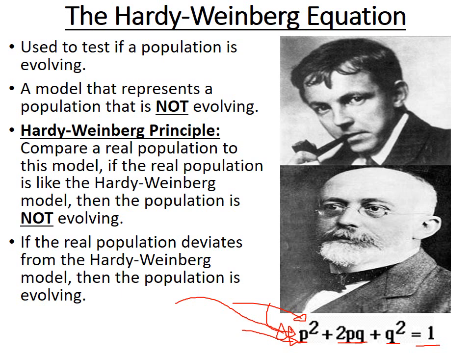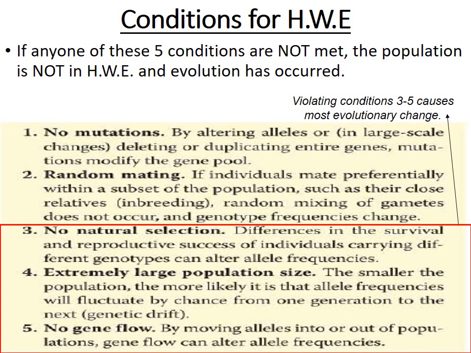So again, the Hardy-Weinberg equation is a mathematical way to talk about the Hardy-Weinberg equilibrium. It's a mathematical equation that shows a population that's not evolving. If your population matches this equation, then your population is not evolving. If it doesn't, then it is evolving. So it's a mathematical way to tell if the population is evolving or not. And again, if the population is evolving, it's because of one of these conditions being violated.